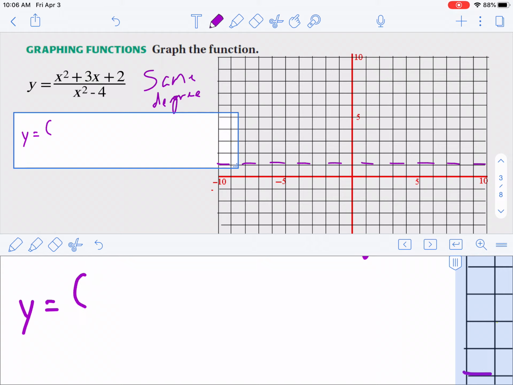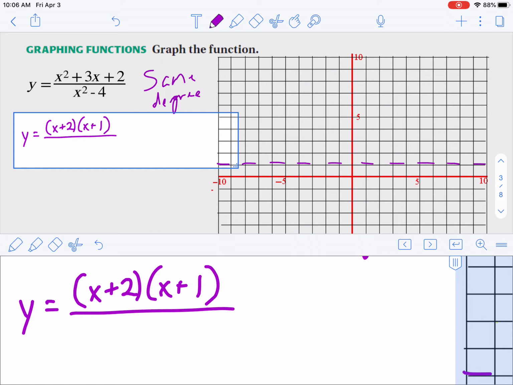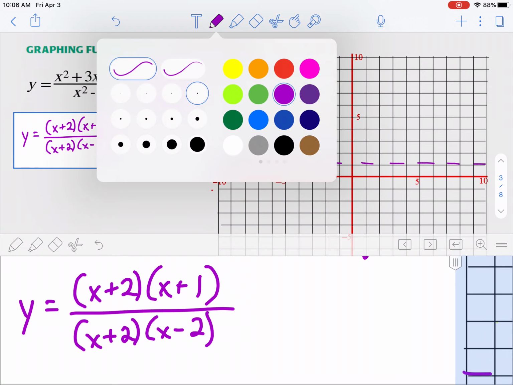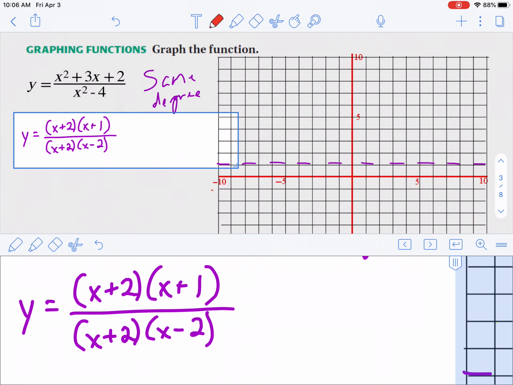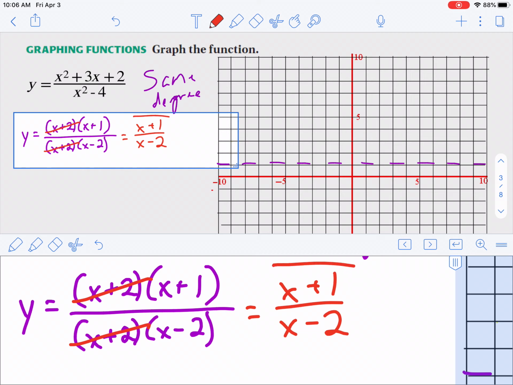x squared plus 3x plus 2, that factors to x plus 2 times x plus 1. And x squared minus 4, that factors to x plus 2 times x minus 2. Notice we have x plus 2 over x plus 2, which cancels. And so what we have left over is x plus 1 over x minus 2. The curve we draw is actually going to look like that curve right there. But we have something special in this one.